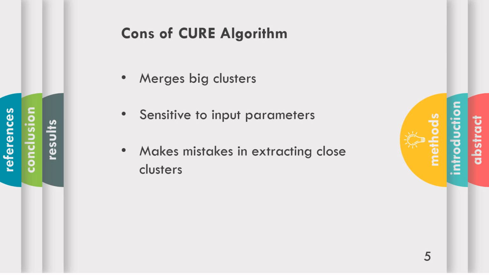CURE algorithm could handle noise and outliers and extract arbitrary shaped clusters, but in some datasets, it merges main clusters and makes two big ones, or it divides the main clusters into smaller ones if they are not separated enough or have density differences between them.